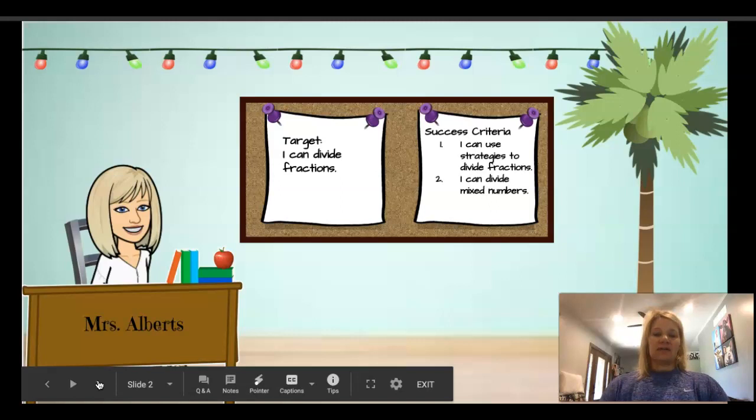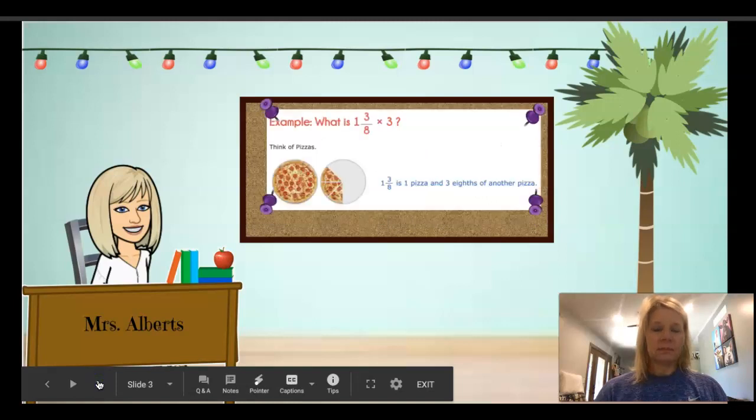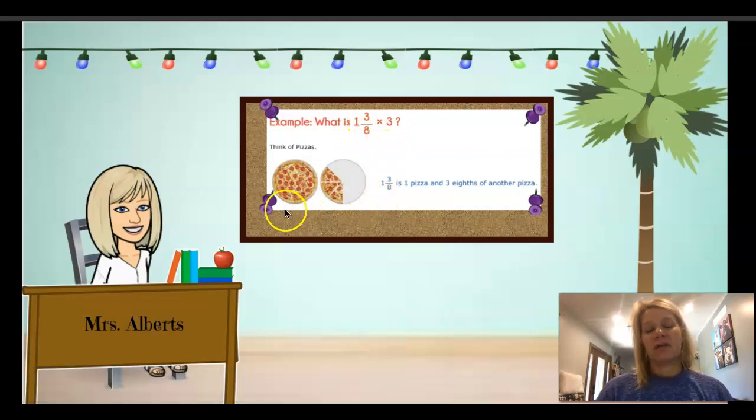Target, I can divide fractions. Success criteria, I can use strategies to divide fractions, and I can divide mixed numbers. So if we have this example of 1 3/8 times 3, we can think of that in terms of pizza. Everybody likes pizza. So if we think of that in terms of pizza, we have one whole pizza and 3/8 of a pizza. And we're going to multiply that times 3 more whole pizzas, so 3 over 1.